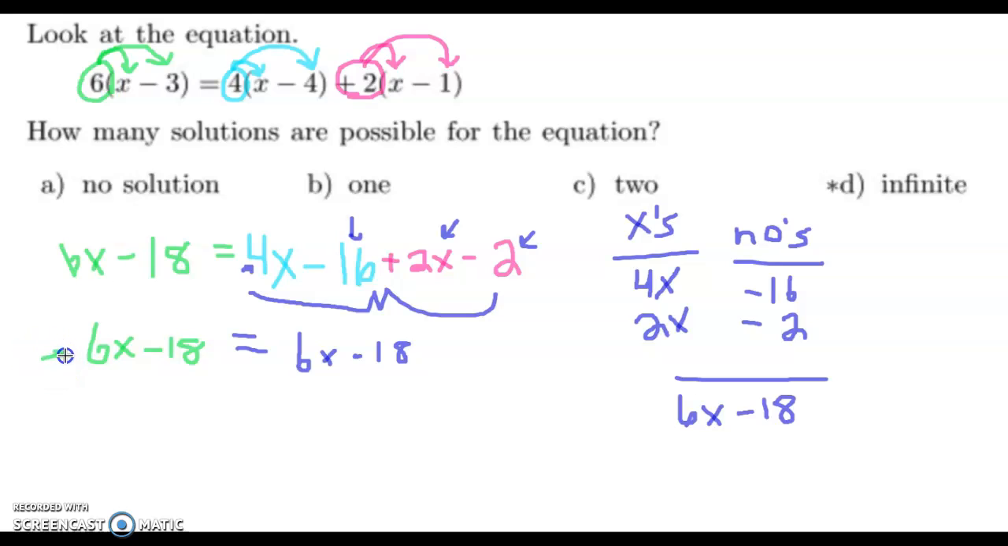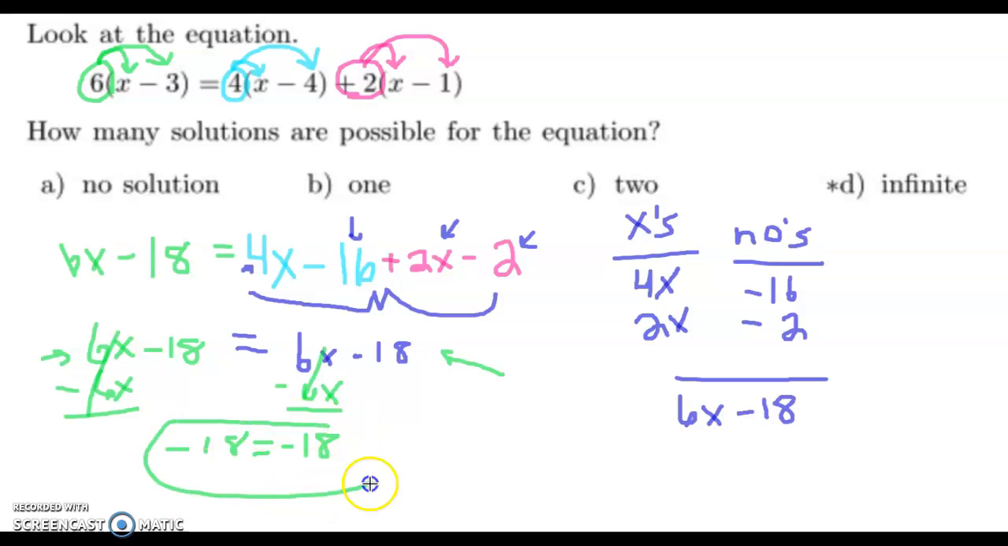Both sides, this one and this one, are exactly the same. Even if I went ahead and subtracted 6x on both sides, these would zero out, these would zero out, and I'm left with negative 18 equals negative 18. Still, both sides are exactly the same. And when both sides are exactly the same, I have infinitely many solutions. Good luck.